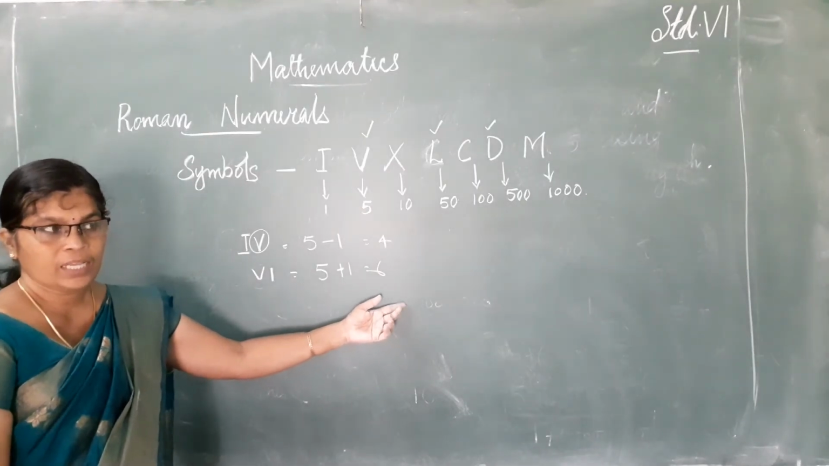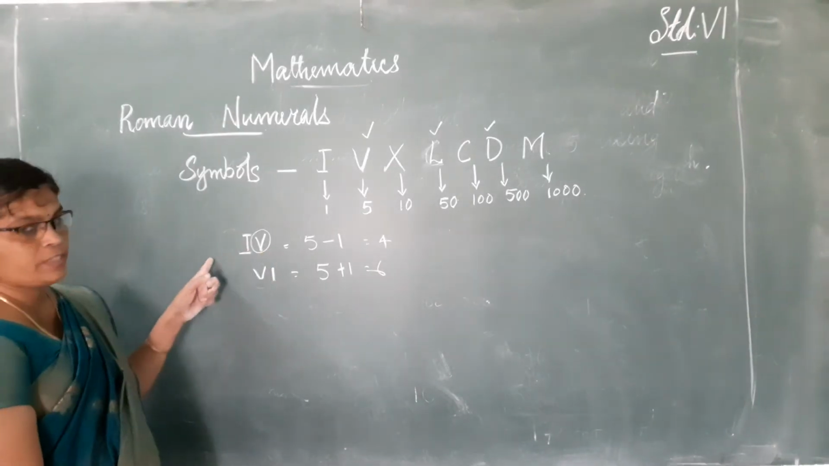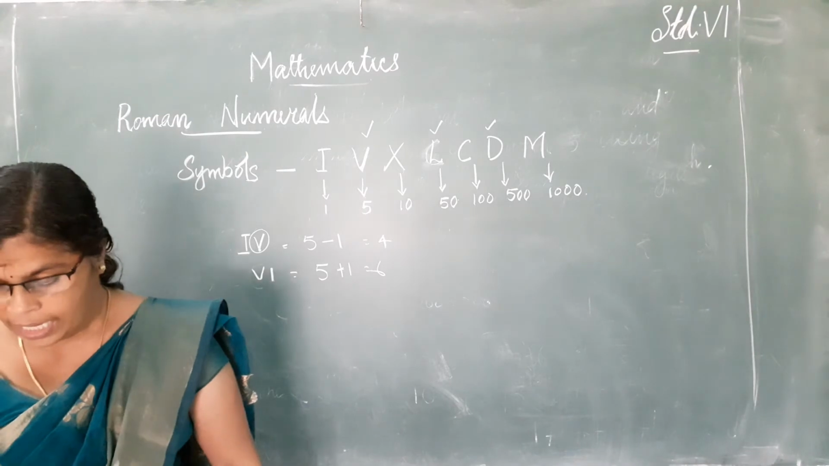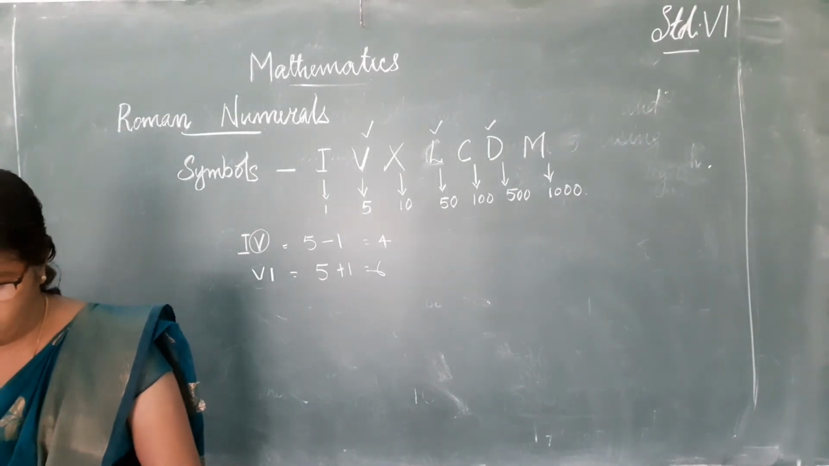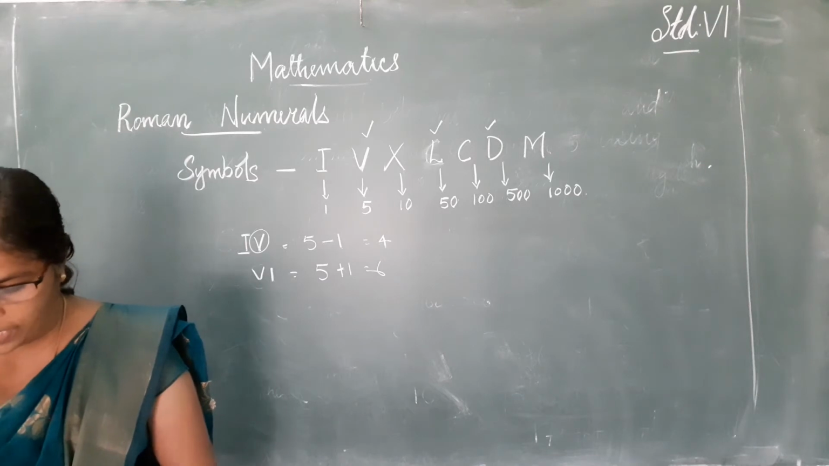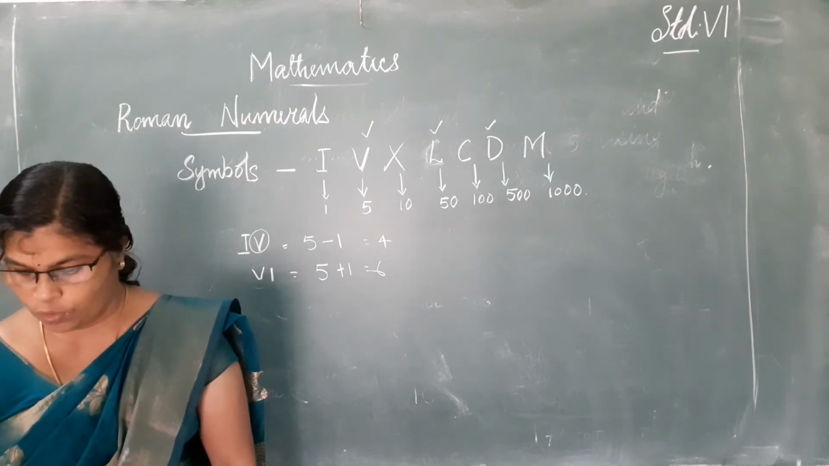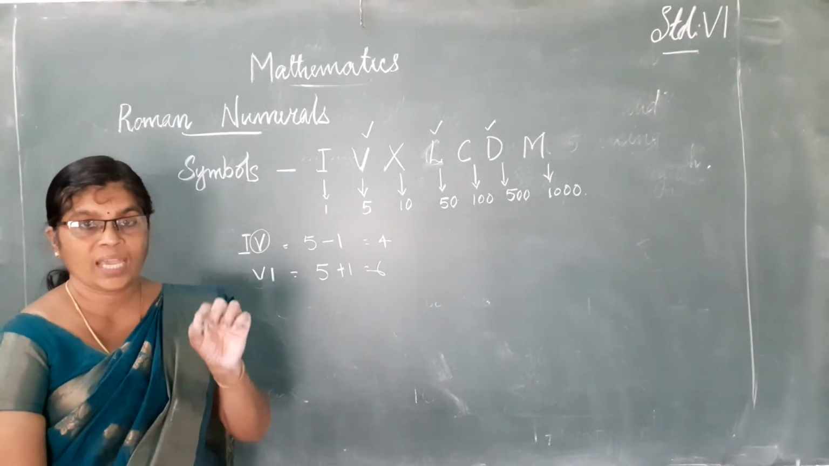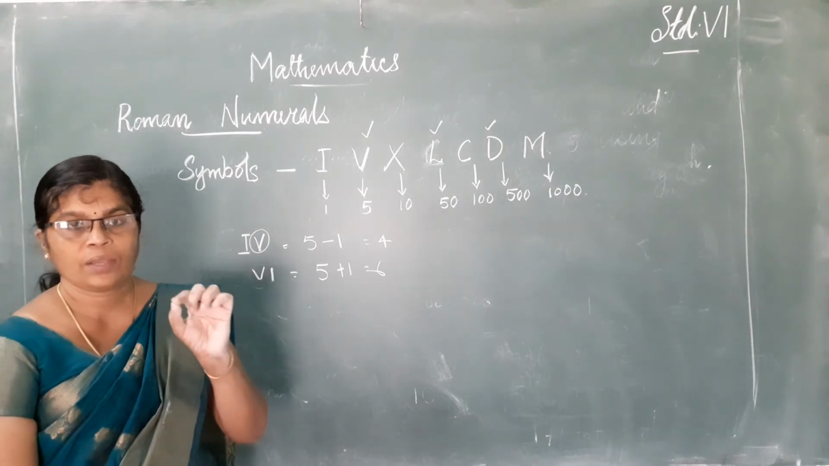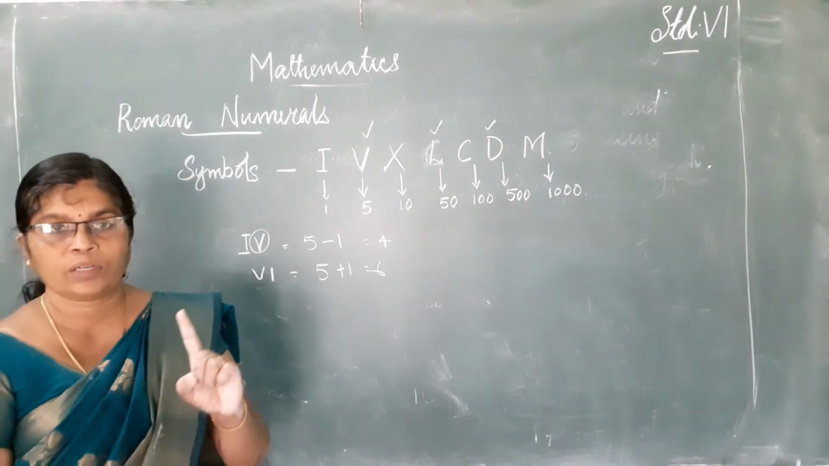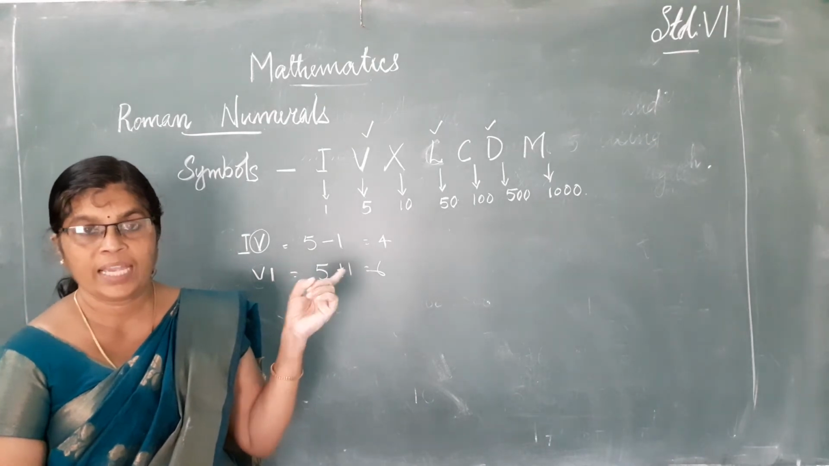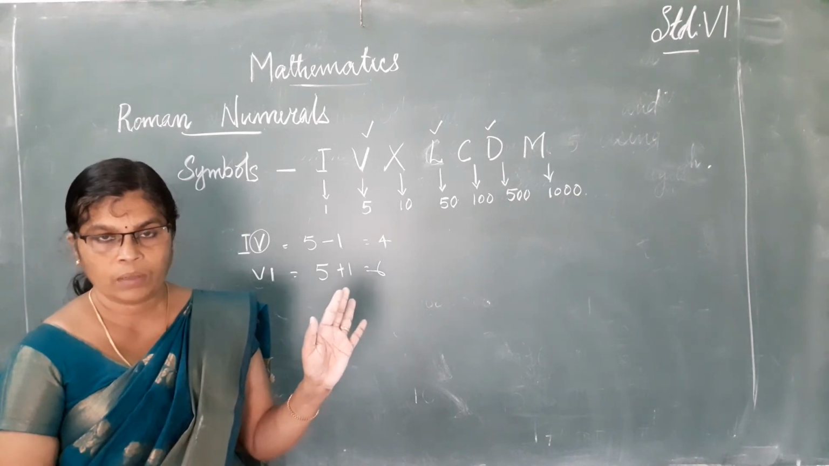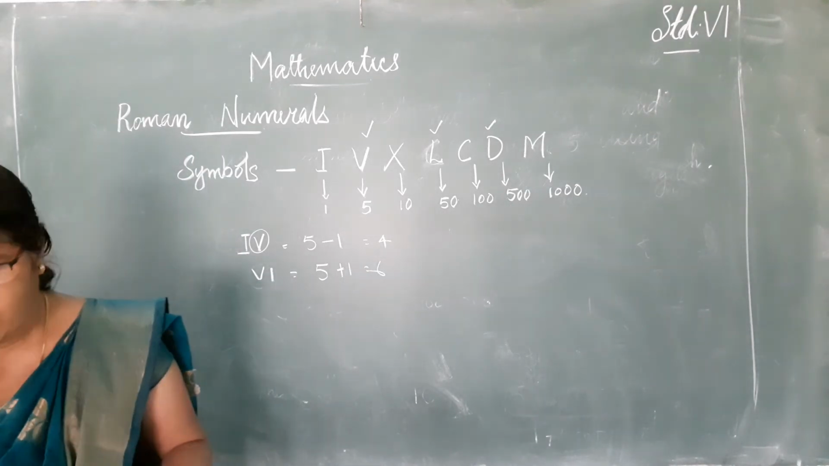Okay. Is it clear? So, which symbols can be written on the left? Only I and X can be repeated and written on the left. When the symbol of smaller value is written to the left of a symbol of greater value, it is subtracted from the value of the greater symbol. And the symbols V, L, D are never written to the left of a greater symbol. Okay. Now let's write some of the numbers.